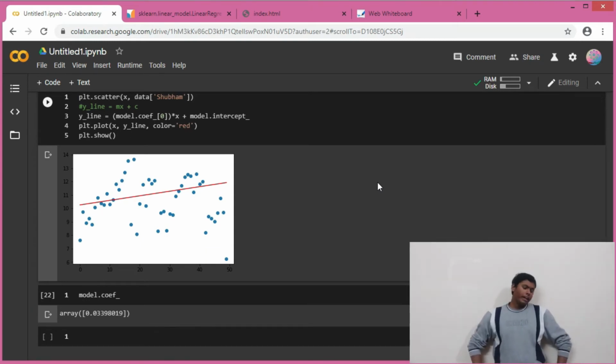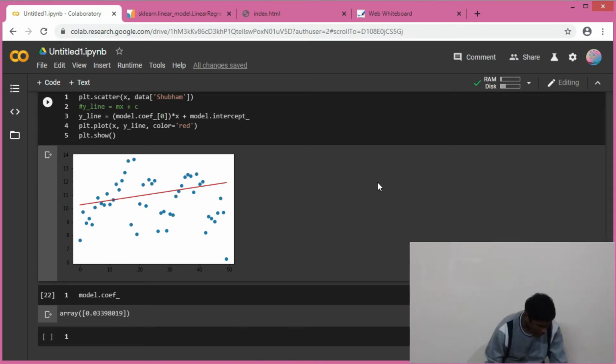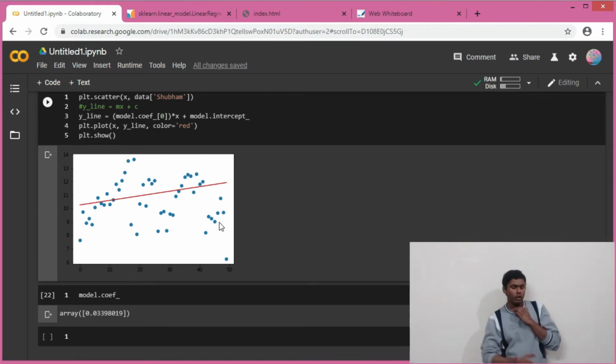It does not quite seem that it is working, it's just a strange looking graph, okay? And that's why I said it's not a really good thing to predict using linear regression.